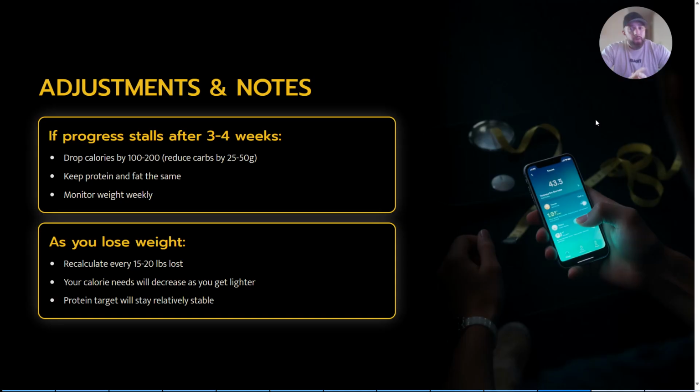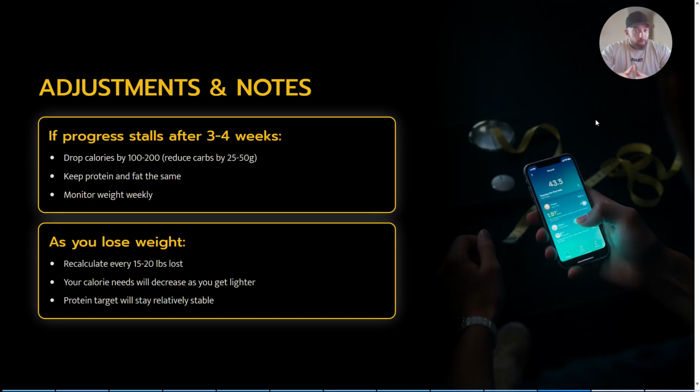Adjustments and notes. If progress stalls after 3 to 4 weeks, drop calories by 100 to 200 and reduce carbs by 20 to 50 grams. This is for if you're losing weight. If you're wanting to lose weight, you're 260, you start at this, nothing happens, drop your calories by 200. So instead of 2,625 calories, you can eat 2,425 calories for a week and see if that works.